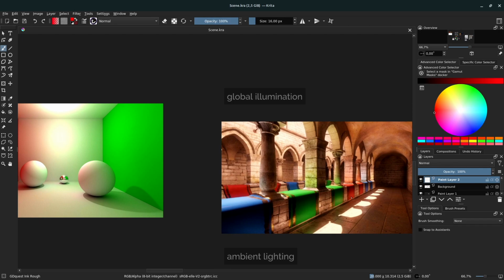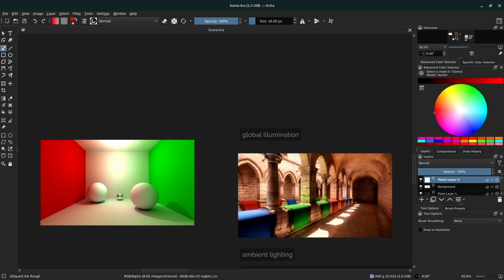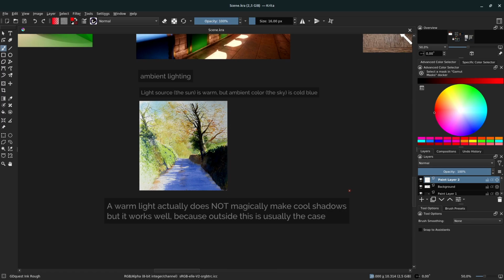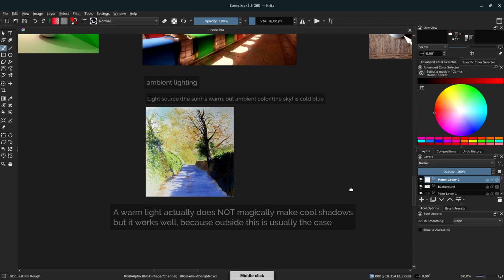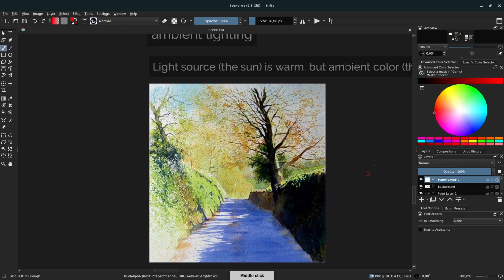Now I have something important to say, something that you might have been taught wrong by virtually all artists on YouTube. A warm light does not create cold shadows, and a cold light does not create warm shadows. I hear this from YouTube artists quite frequently. It's not true. I will explain now how this works.